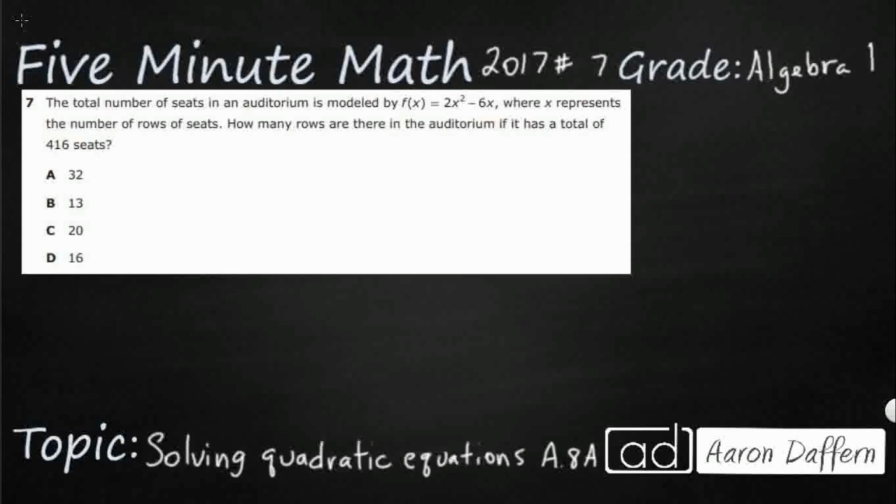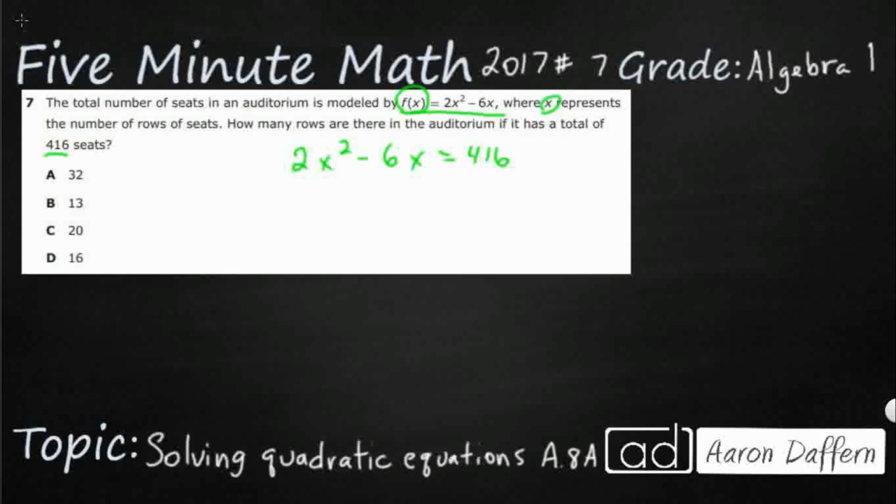So we have the total number of seats in an auditorium. We have this quadratic equation here. X represents the number of rows of seats, and how many rows are there if it has a total of 416? So that's going to be our f of x. So we can just say 2x squared minus 6x equals 416. X is the number of rows, so we're solving for x.